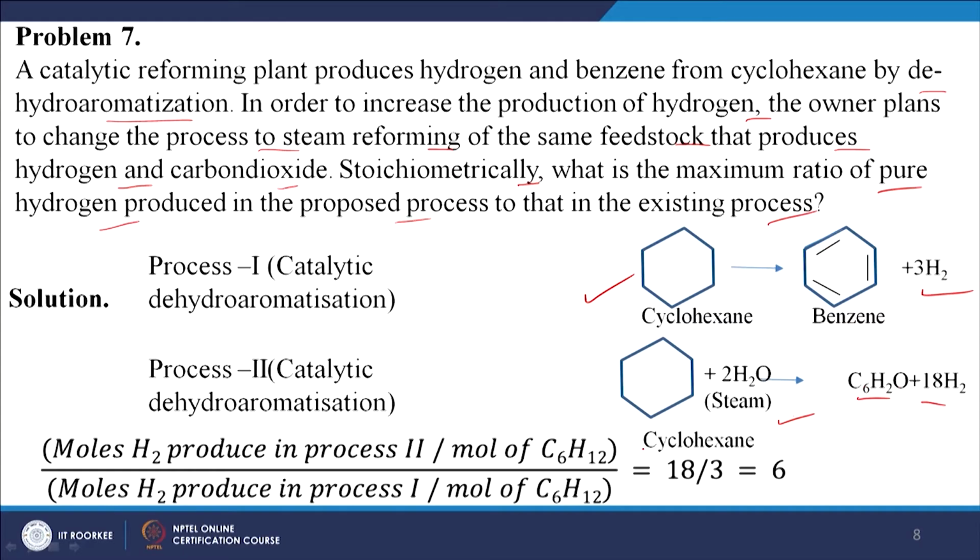So, 1 mole of cyclohexane, if we consider, then it is giving 3 mole of hydrogen in the existing process, whereas the proposed method is giving 18 mole of hydrogen. So, what will be the ratio? 18 divided by 3, that is equal to 6.